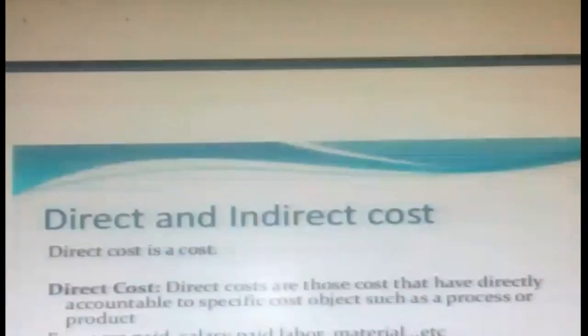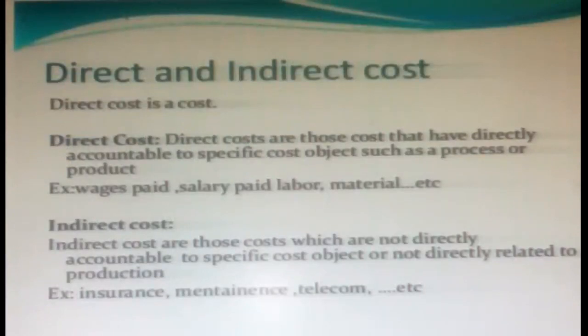Okay, then the cost may be direct and indirect cost. So why is it direct cost? Directly related to the business, directly accountable to a specific cost object, such as the process or product related to the business. Salary paid. When an employee, you have to pay salary. Without salary they can't do, correct? So that's why it is directly related to the business, direct cost. Indirectly related to the business, it is called indirect cost, correct? That's all the idea here.